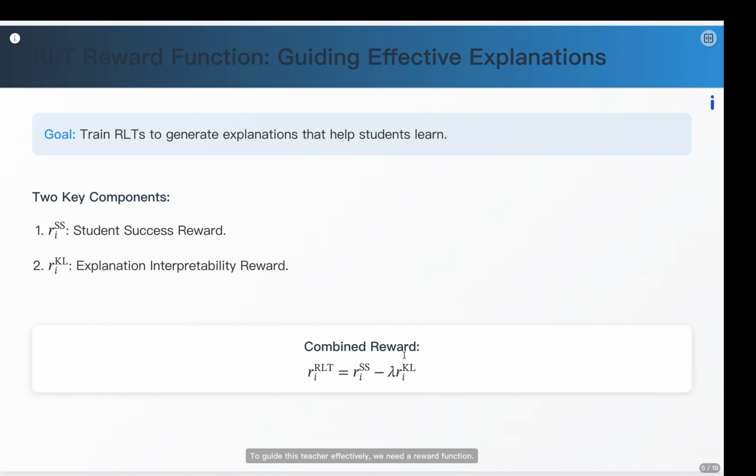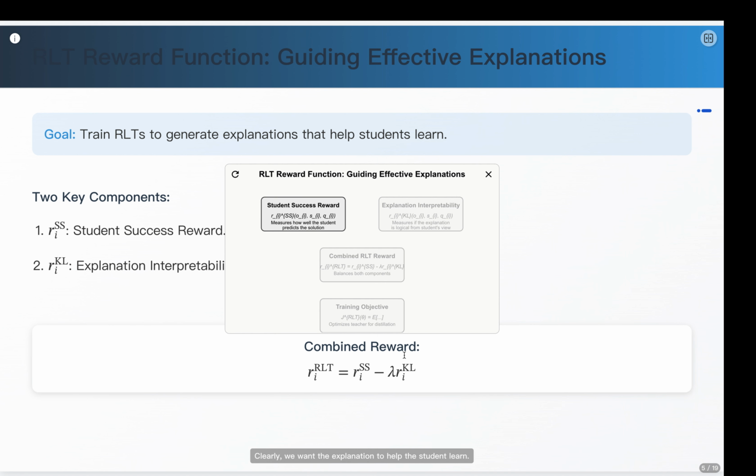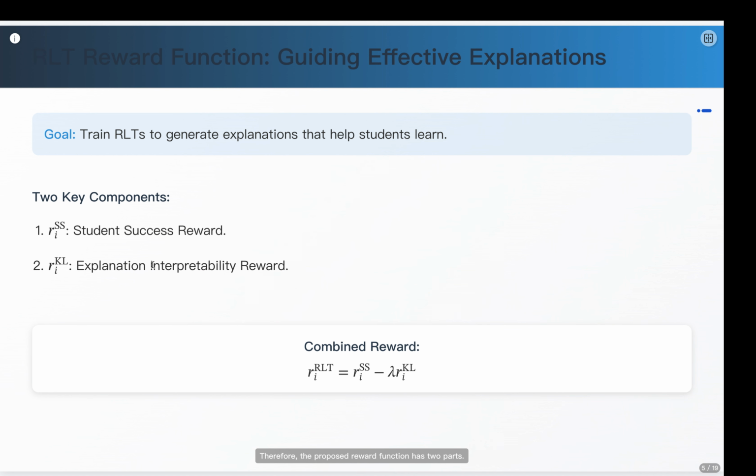To guide this teacher effectively, we need a reward function. What should we reward? Clearly, we want the explanation to help the student learn. But simply maximizing the likelihood of the final answer isn't enough. A teacher could just repeat the answer, which wouldn't constitute a meaningful lesson. Therefore, the proposed reward function has two parts. One part, R_i^SS, measures the student's success in understanding the solution given the teacher's explanation. The other, R_i^KL, ensures the explanation itself is logically sound and interpretable by the student. How might these two components work together?